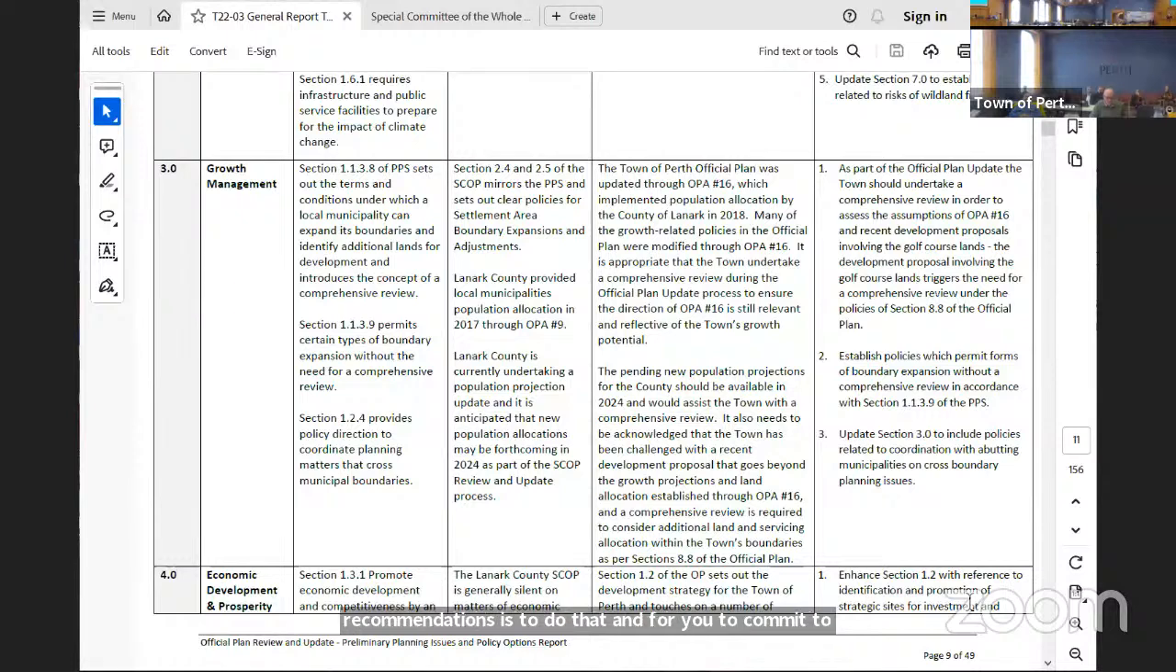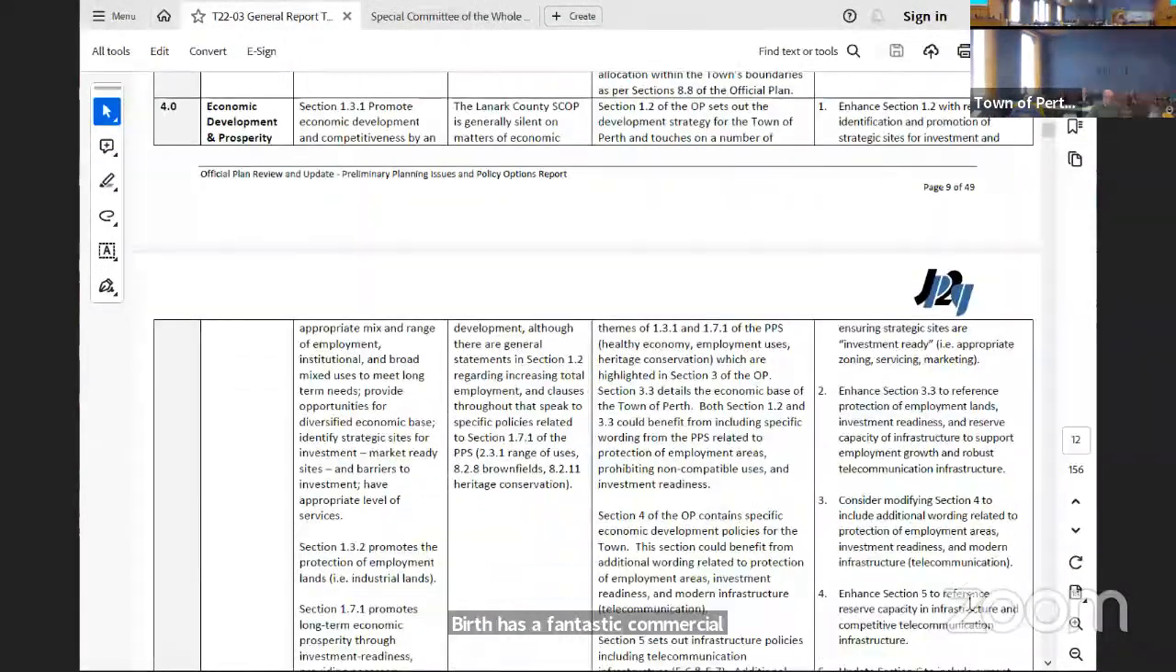The PPS talks about official plan updates as the time that you should consider doing them. And I think under the circumstances, it would be a valuable exercise for the community to go through. Perth has a fantastic commercial industrial base. I think you're the envy of many communities your size.